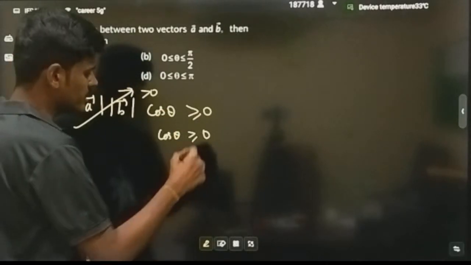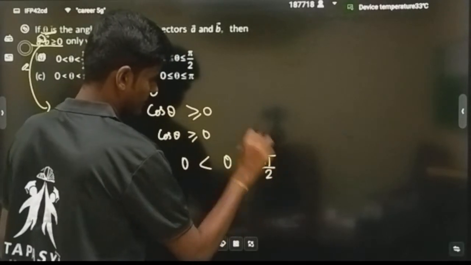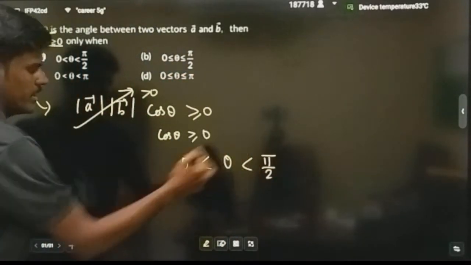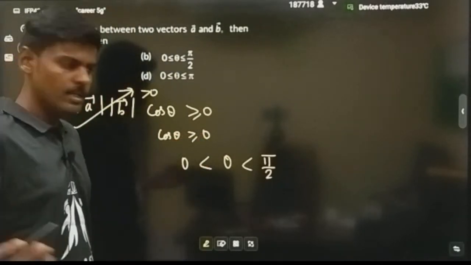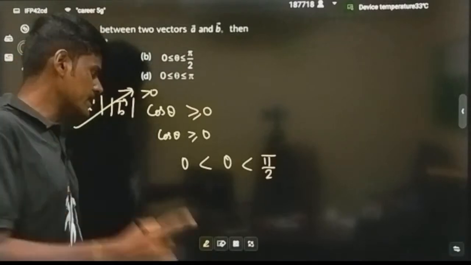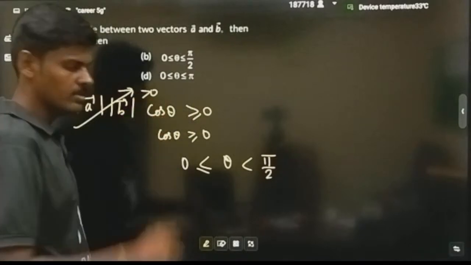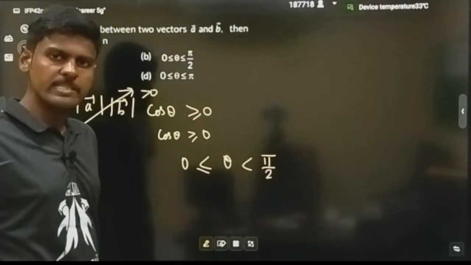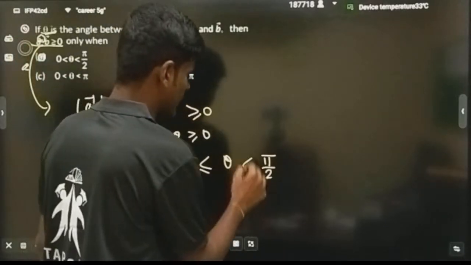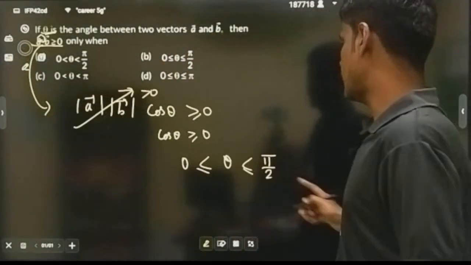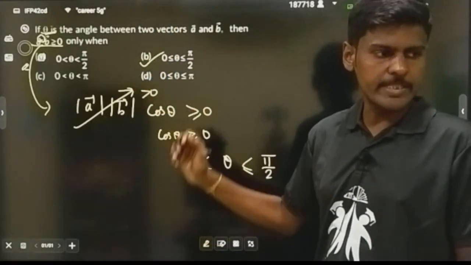Yes. And when will you get cos theta greater than 0? When theta lies between 0 to 90 degrees. Now comes the question, should we include the boundary values 0 and 90 or not? What is cos 0? 1. And can cos theta become 1? Obviously it can become 1. So that means we can include 0. And what about 90 degree? Cos 90 is 0. And here cos theta should be greater than or equal to 0. That means we can include 90 also. So what is the answer? 0 less than or equal to theta less than or equal to 90 degrees, pi by 2.